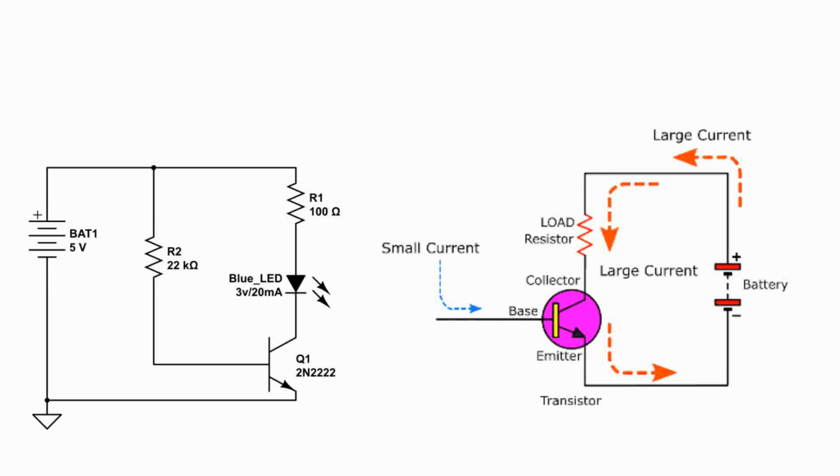In practical terms, when you apply a small base current, the NPN transistor acts like a switch, allowing a large current to flow from the emitter to the collector. This is why NPN transistors are commonly used in switching and amplification applications.